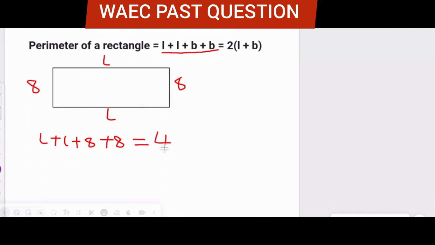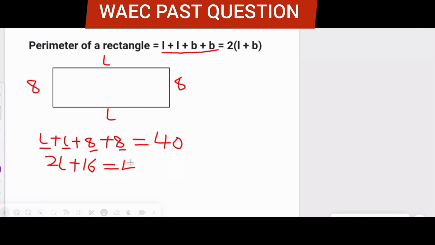Now I'm going to collect my like terms. The next thing I'm going to do is add up L plus L. L plus L is 2L. I hope you understand that. Then I'm going to add up the next one, that is 8 plus 8, which is 16. So 2L plus 16 equals 40. I'm going to continue to collect my like terms here.